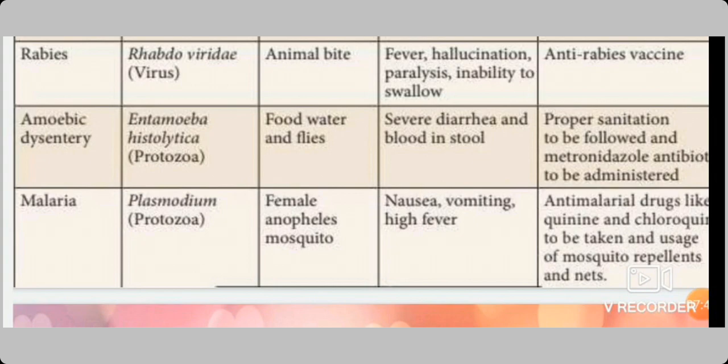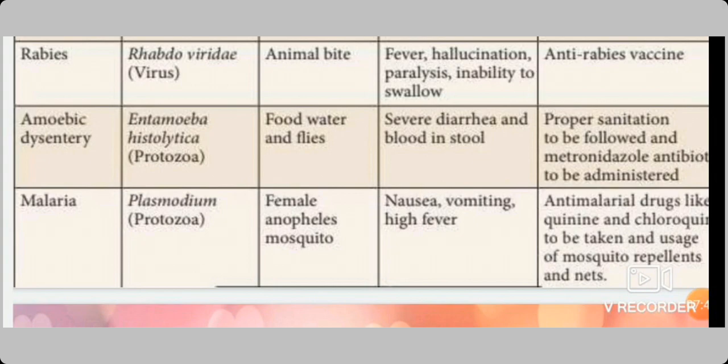Next, amoebic dysentery. Causative microorganism, Entamoeba histolytica. It's a protozoa. Mode of transmission, food, water and flies. Symptoms: severe diarrhea and blood in stool. Stool means fecal matter, the excretion of human, human waste. Sometimes blood is there, so blood in stool because of this disease, amoebic dysentery. So, what is the preventive measure? Proper sanitation, cleanliness, hygiene. You have to follow proper sanitation. And metronidazole antibiotic we can use for this.